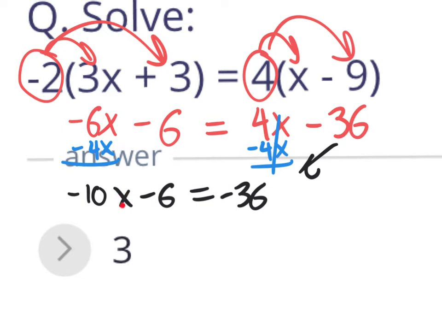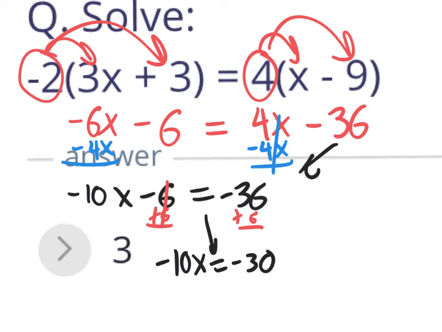And now all you have to do is get this x by itself on the left side of the equal sign. So I need to get rid of the minus 6 by doing the opposite. Plus 6 here, plus 6 over here. We end up with, let me rewrite it, negative 10x, bring down the equal sign. Negative 36 plus 6 is negative 30.